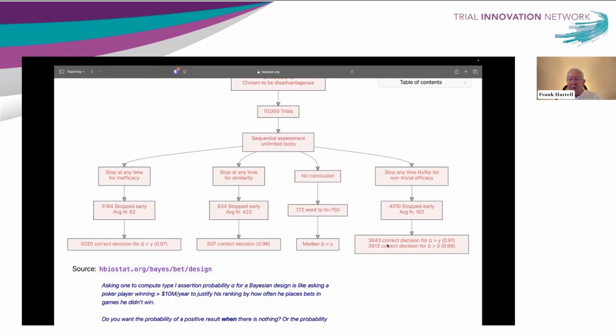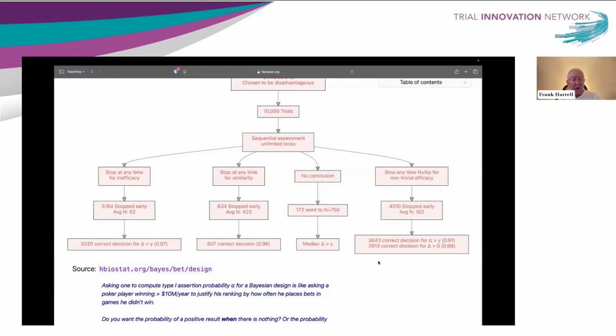Now, what is the correctness of a conclusion that the treatment not only works in the right direction, but it's better than a trivial effect? That's a little bit harder to make that conclusion, but we see that we're still 91% accurate when we make a conclusion of non-trivial efficacy. So looking back here at all of these operating characteristics, this is all we really care about.